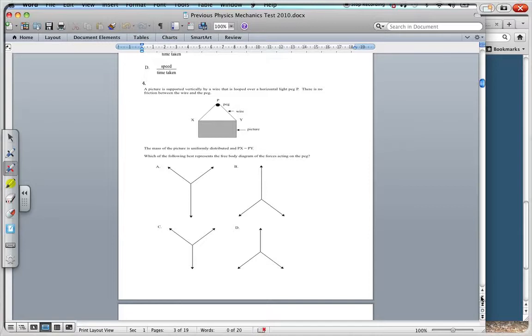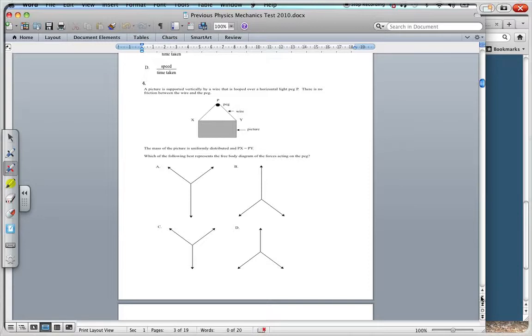Alright, so it's supported vertically there. You would think it would be stationary. The mass of the picture is uniformly distributed, and Px is equal to Py. Which of the following best represents the free body diagram of the forces acting on the peg?